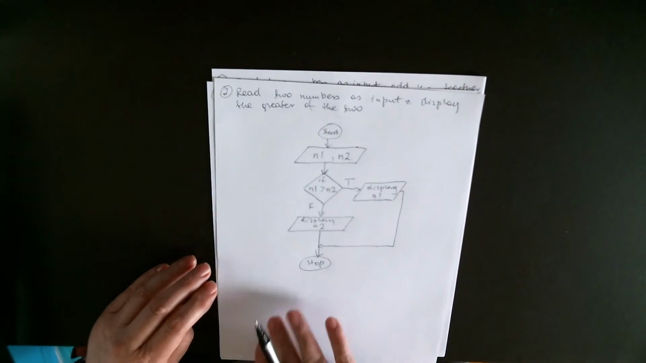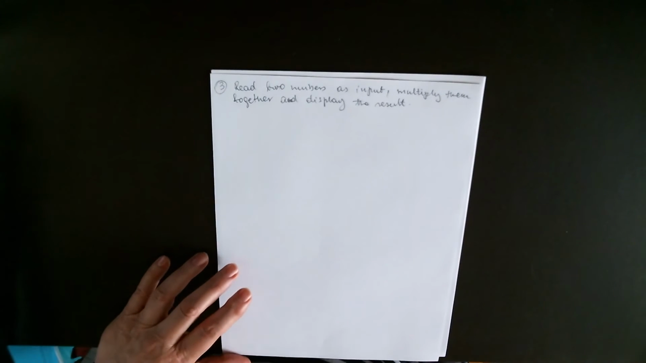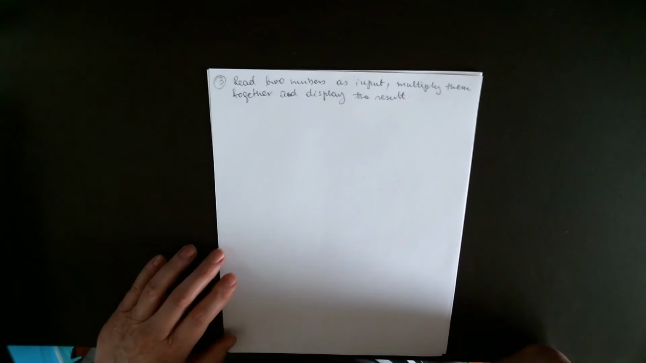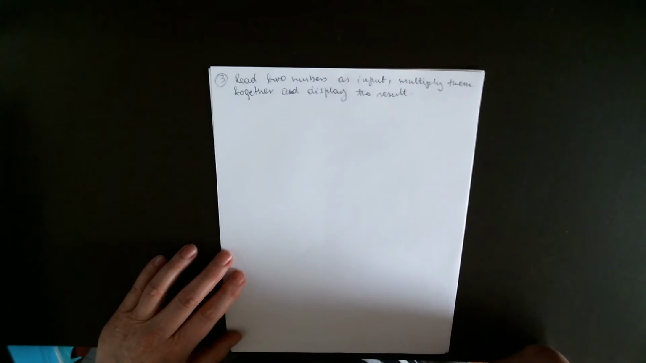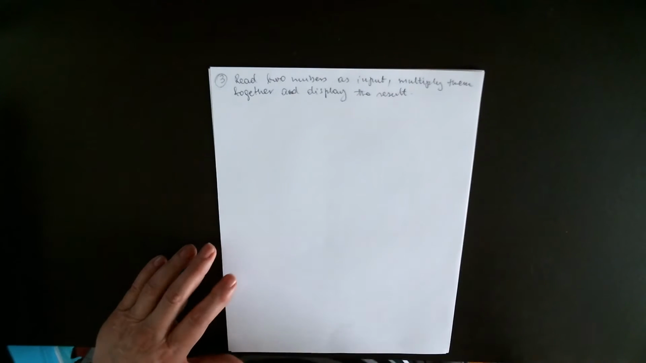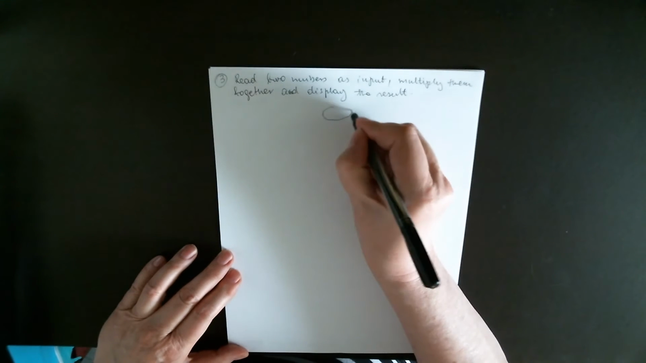Perfect. Now, let's go for the third one. The third one, read two numbers as input, multiply them together, and display the result. Let's do it. We start as usual.